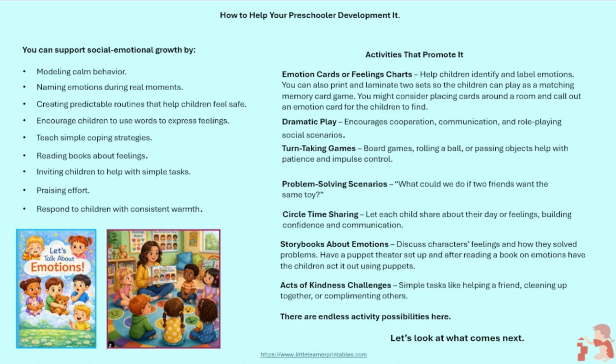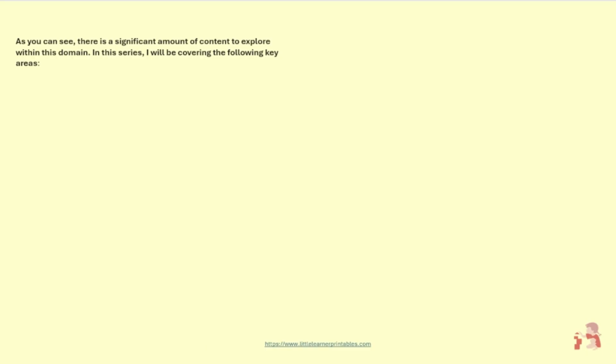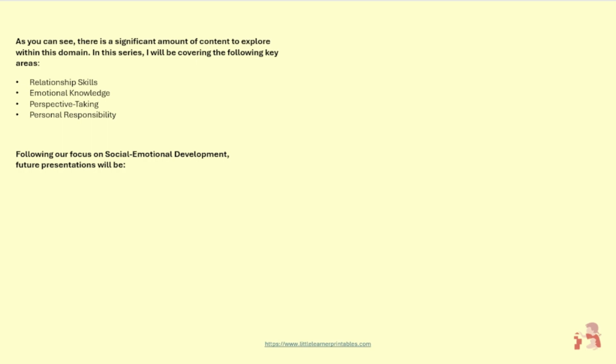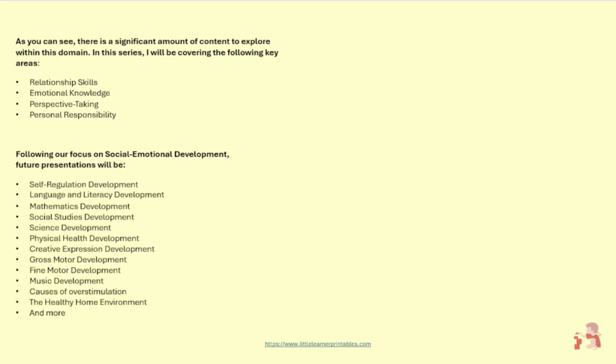Let's look at what comes next. As you can see, there's a significant amount of content to explore within this domain. In this series, I will be covering the following key areas: relationship skills, emotional knowledge, perspective taking, and personal responsibility. Following our focus on social emotional development, future presentations will be self-regulation, language and literacy, mathematics, social studies, science, physical health, creative expression, gross motor and fine motor skills, music, causes of overstimulation, the healthy home environment, and more.